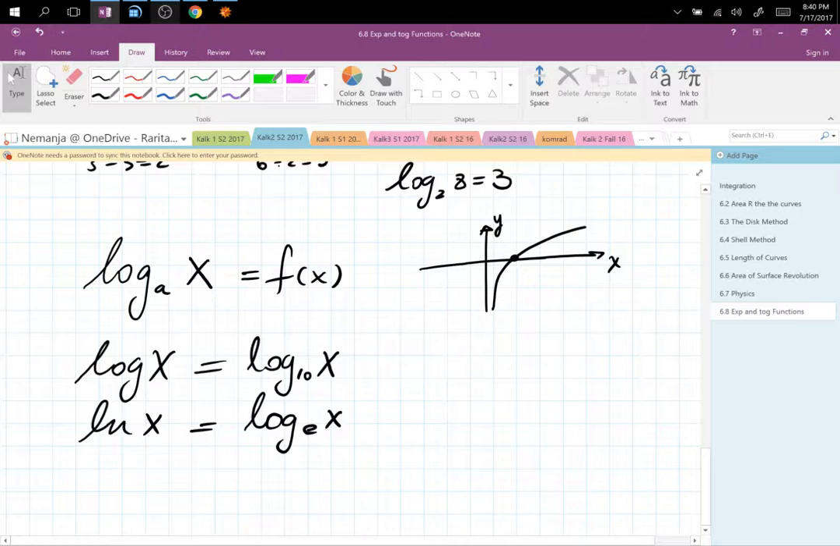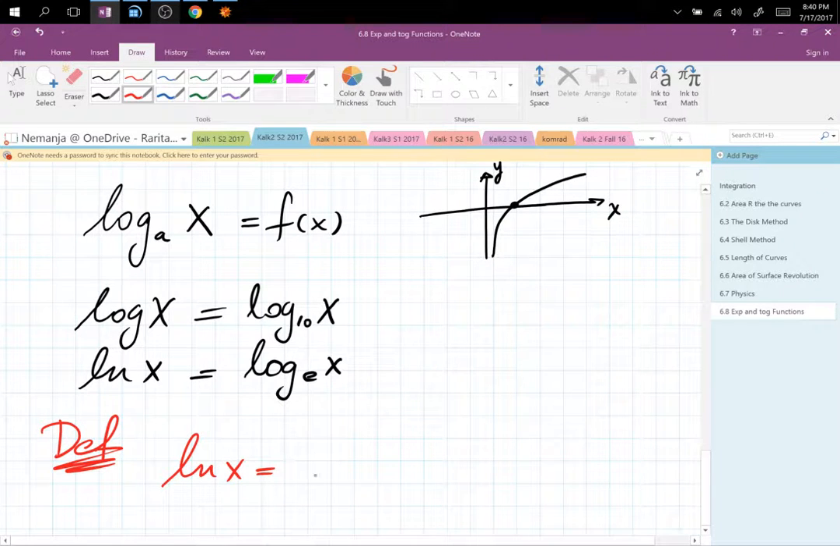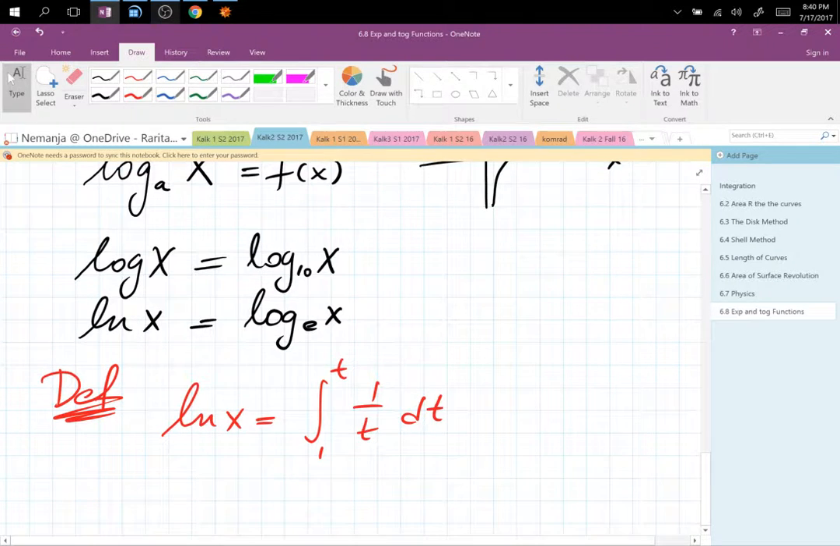So now we are able to define this ln x using the integral from 1 to x of 1 over t dt. So this is the definition, right, for all, sorry, 1 to, not t, 1 to x.